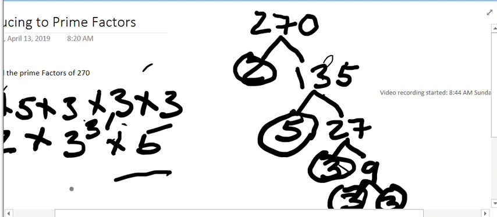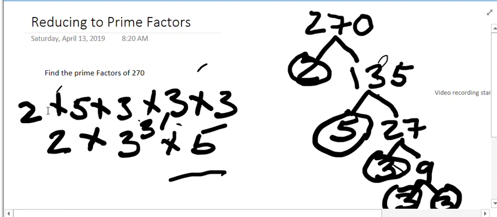So here we go. We have our number of 270. We can see that we have our factor tree here. We also see over here that all the prime factors are 2 times 5 times 3 times 3 times 3. And we can simplify that by going 2 times 3 to the third times 5. So this is our end result right here in simplest form.